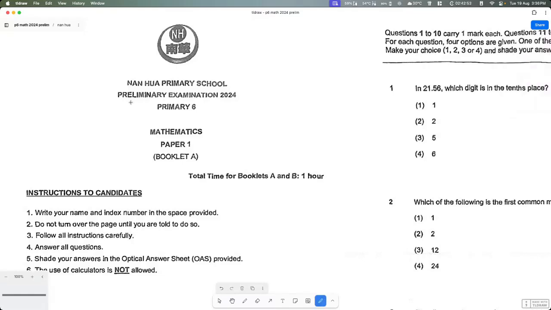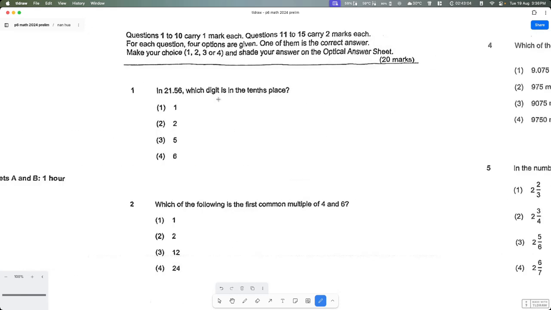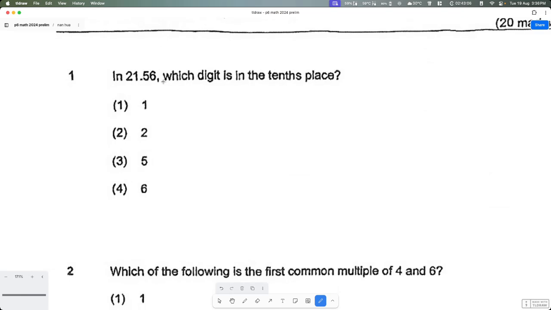In this video, we're going to go through a Nanhua Primary School Preliminary Examination 2024 Primary 6 Mathematics Paper 1. So let's get started. Question 1. In 21.56, which digit is in the tens place?